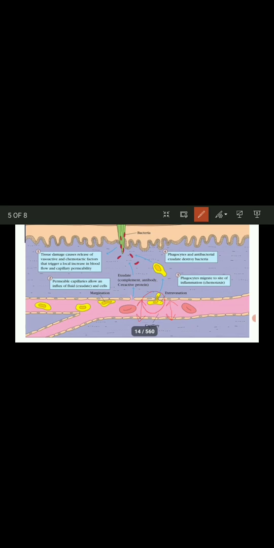After vascular permeability, the cells are able to migrate to the site where the exact damage has occurred, and this is known as chemotaxis. The cells which get out of the capillary migrate to the damaged site where the exact damage occurred, and this is known as chemotaxis.